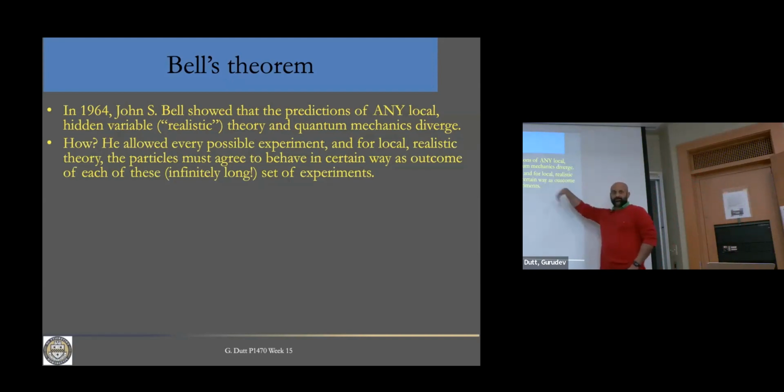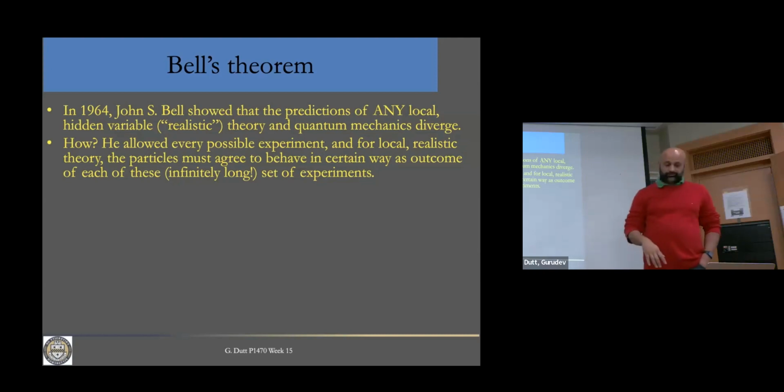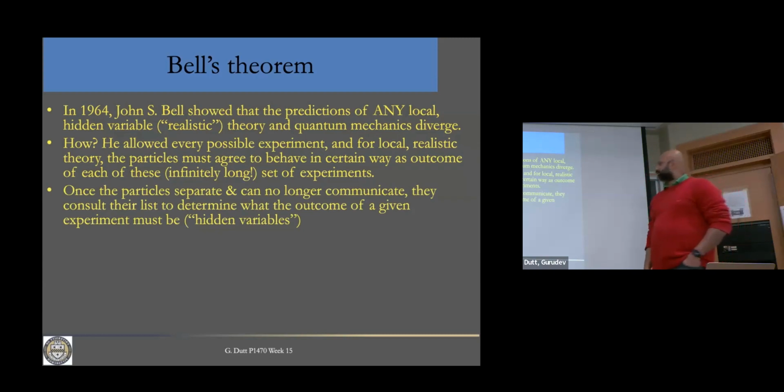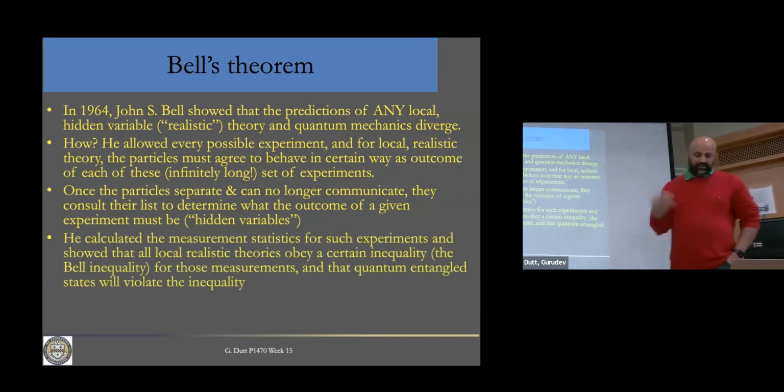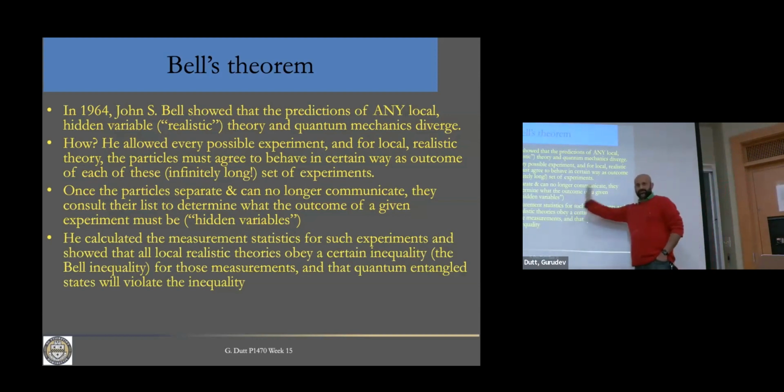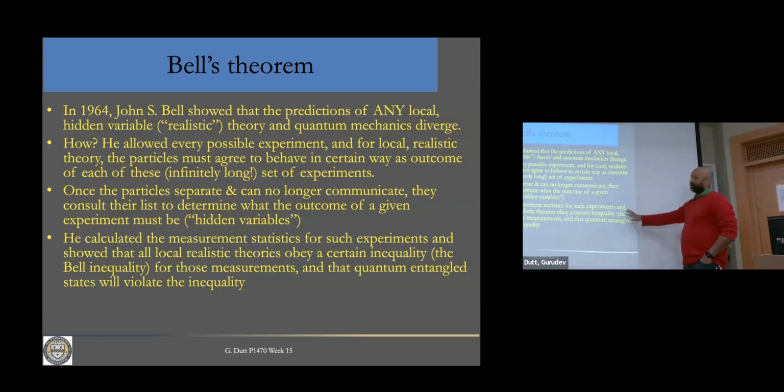He allowed every possible experiment. So those two balls interacting, they can take on any experiment and they know the answer, encoded in some set of variables that they know the answer to. And he showed that in spite of that, once the particles separate and can no longer communicate, let's assume that the hidden variable determines the outcome of the experiment. He calculated the statistics. I'm just giving an overview, I'm not proving those theorems here. He calculated the statistics for the experiment and showed all the local realistic theories obey a certain inequality, which is called the Bell inequality, and that quantum entangled states will violate the inequality.